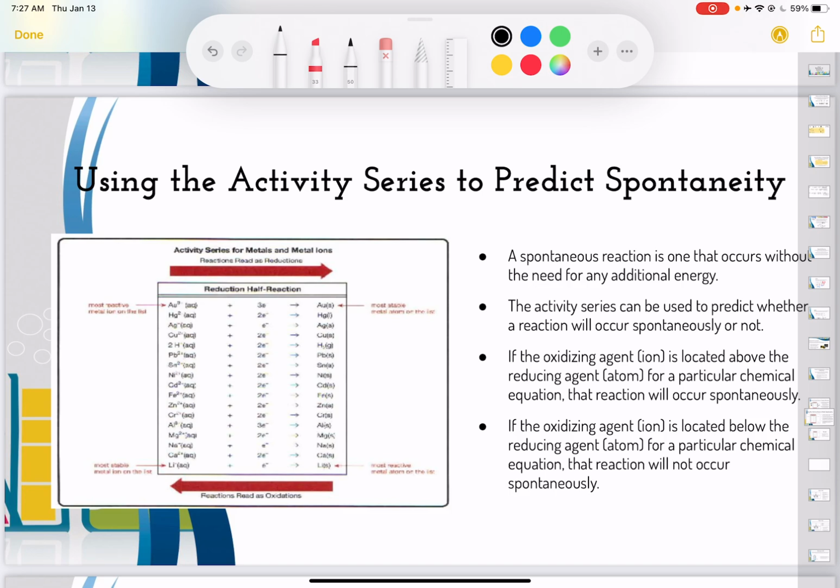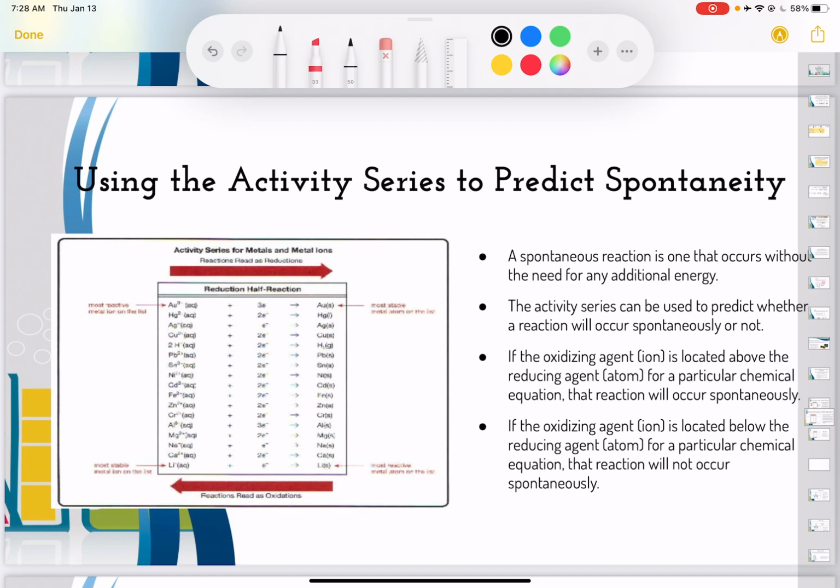The activity series can be used to predict whether a reaction will occur spontaneously or not. If the oxidizing agent, the ion, is located above the atom for a particular chemical equation, that reaction will occur spontaneously. So if we're looking at this page, we need to see, is the ion higher up on the table than the atom? And the atom would be that solid version. If it is higher up, then the reaction will be spontaneous. If the ion is located below the atom for a particular equation, it will not be spontaneous.